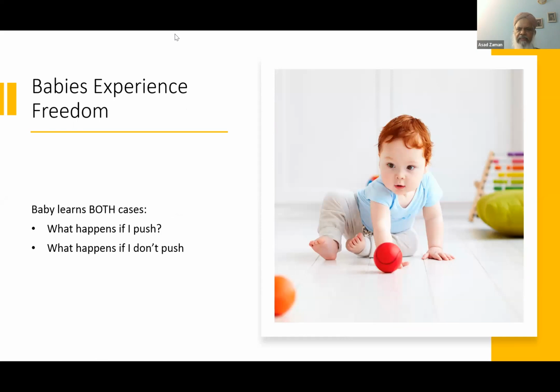Now, the thing is that babies understand that I can choose to do something and I can choose not to do it. I can cry and call the mother, or I can refuse to cry and not call the mother. Or if I touch this ball and hit it, it will move. If I don't touch, it will not move. So babies learn both sides, what happens if I do and what happens if I do not do. And that is how they learn the counterfactual. They know that if I do nothing, the ball will stay there, but if I push it, it will move. So both sides of the counterfactual, they learn from experience.